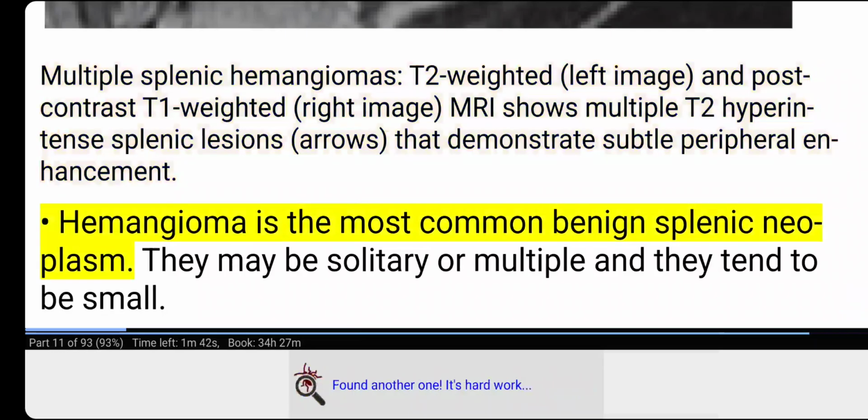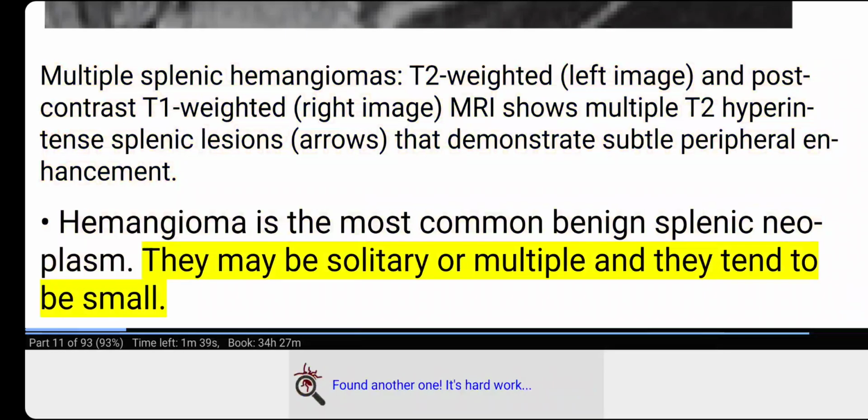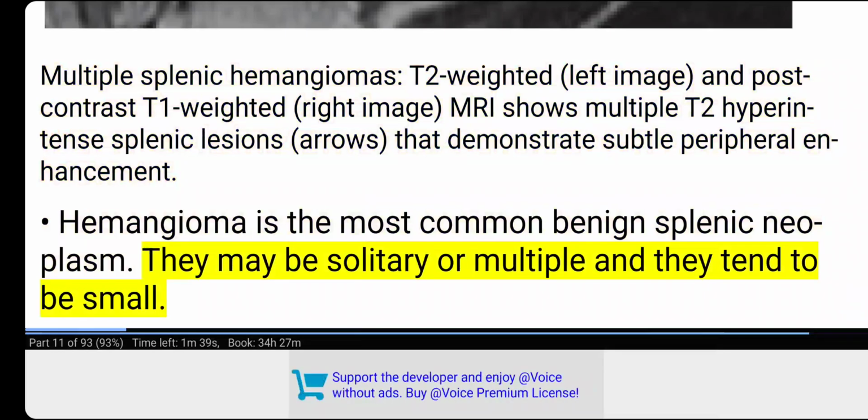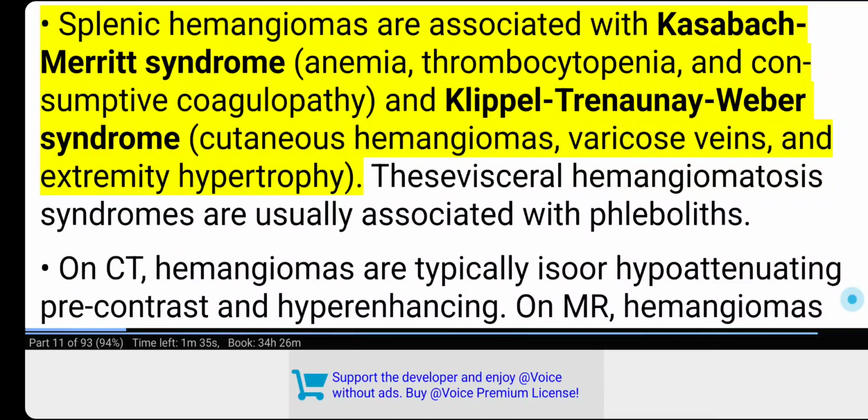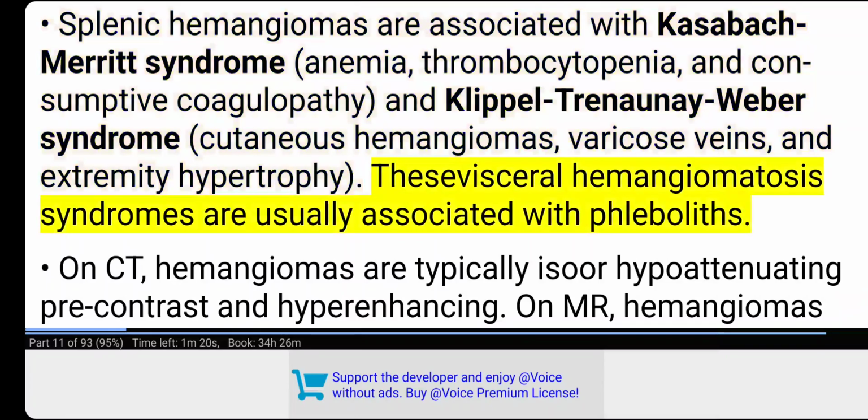Hemangioma is the most common benign splenic neoplasm. They may be solitary or multiple and they tend to be small. Splenic hemangiomas are associated with Kasabach-Merritt syndrome: anemia, thrombocytopenia, and consumptive coagulopathy; and Klippel-Trenaunay-Weber syndrome: cutaneous hemangiomas, varicose veins, and extremity hypertrophy. These visceral hemangiomatosis syndromes are usually associated with phleboliths.